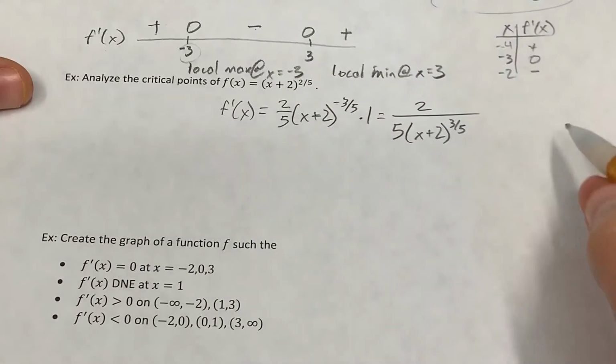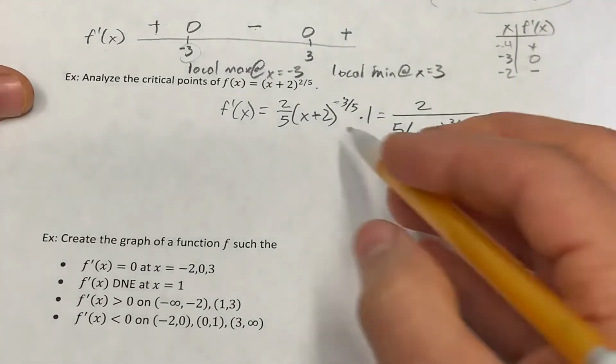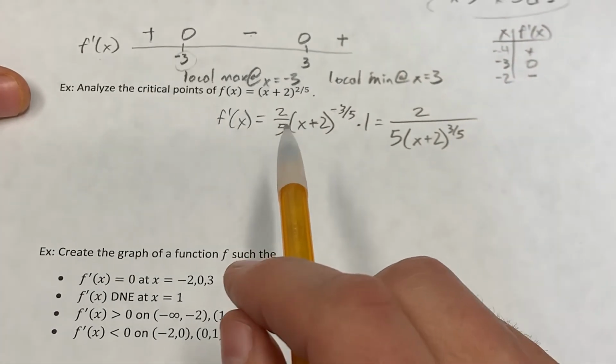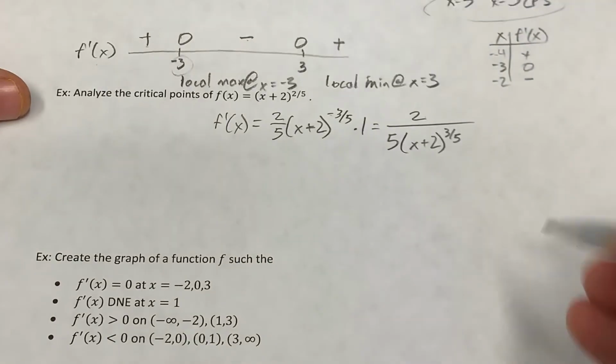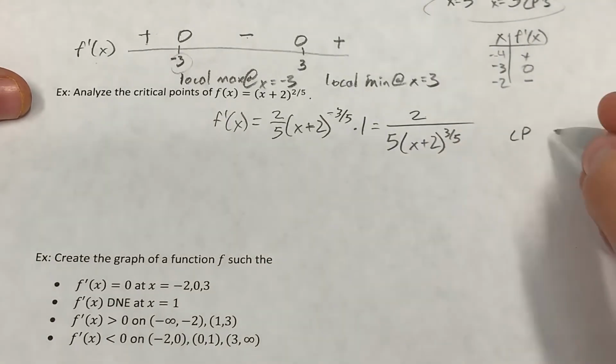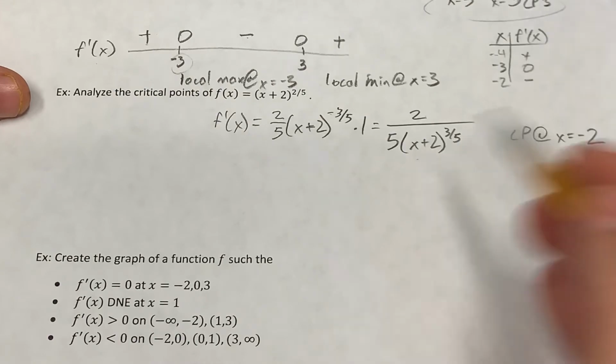Where's this going to be 0? Well, a fraction with 2 in the numerator will never be 0. But where is this going to not exist? Remember, critical points are places the derivative is 0 or doesn't exist. So there's a critical point where the denominator doesn't exist at x equals negative 2, right? That'll make the denominator 0.